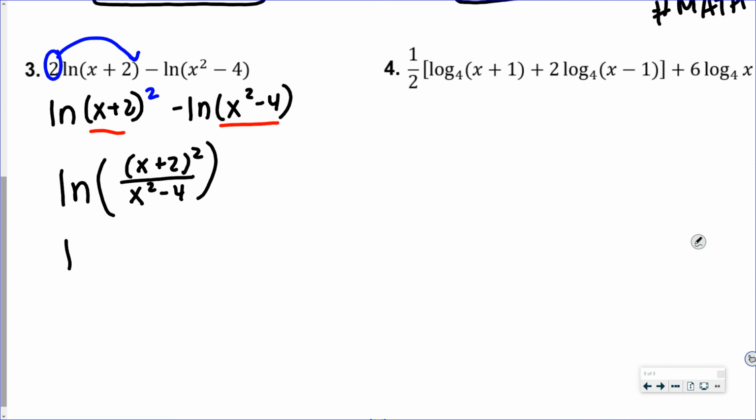Now, I just said if you can simplify inside, you should. And the bottom factors, difference of squares. And I have two factors of x plus 2 in my numerator. So we have to catch, hey, we could get rid of one factor on each.